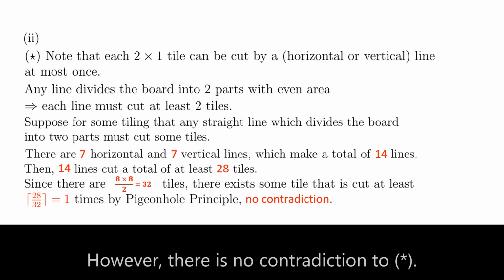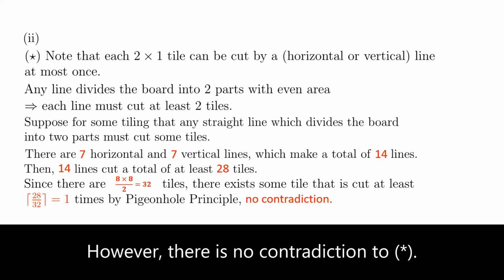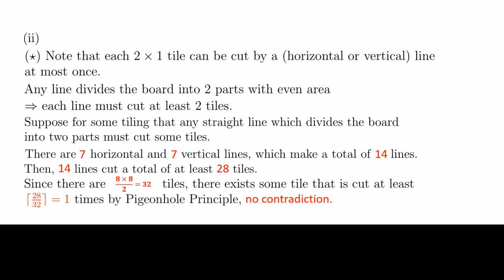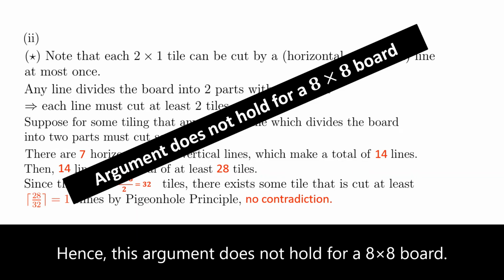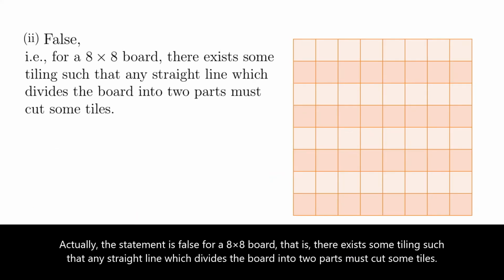However, there is no contradiction to start. Hence, this argument does not hold for an 8 by 8 board. Actually, the statement is false for an 8 by 8 board. That is, there exists some tiling such that any straight line which divides the board into two parts must cut some tiles.